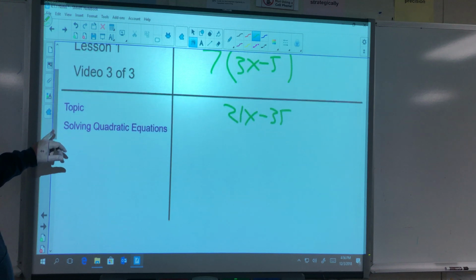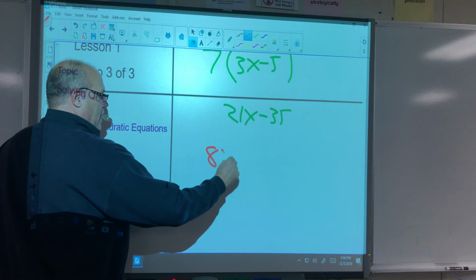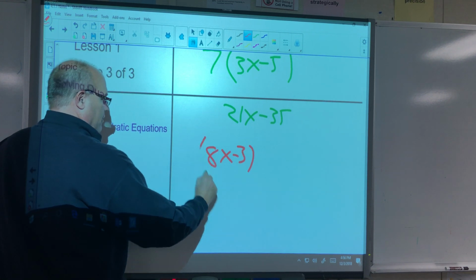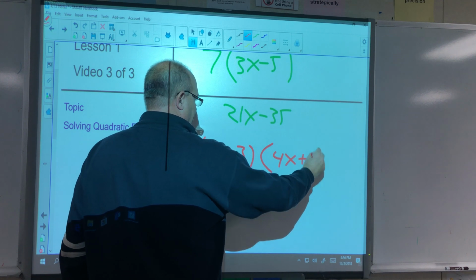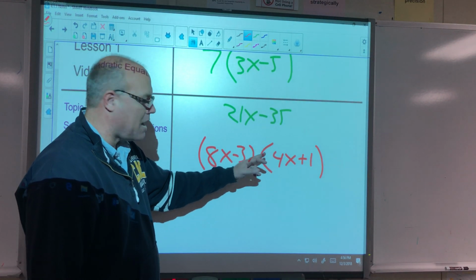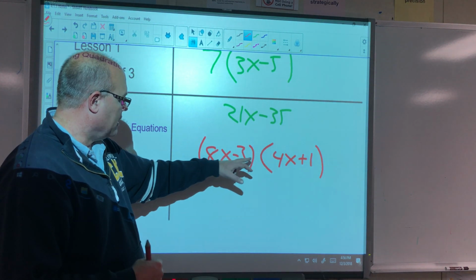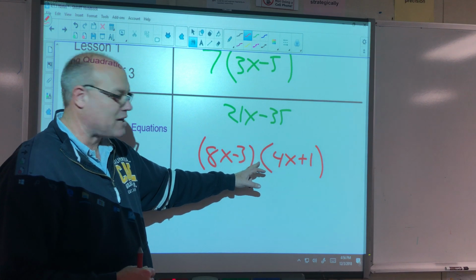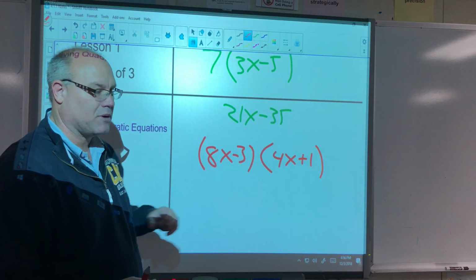How about when we have a binomial times a binomial? So you have 8x minus 3 multiplied by 4x plus 1. Now, how do you know it's multiplication? If there's no operation sign between parentheses, we know that means multiplication. So be careful. If there's a plus sign here or a subtraction sign here, then you know it's addition or subtraction. Okay, this tells us it's multiplication.